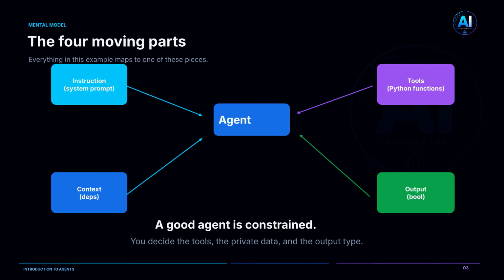There are 4 moving parts to keep in mind. Let's go through them one at a time. First, the instruction. This is what you're telling the agent to do, its job description. Second, the tools. These are real Python functions the model is allowed to call. Not everything, just the ones you give it access to. Third, the context. This is private runtime data your code passes in. In this example, that's the winning number. And fourth, the output. What shape should the answer take? Here, it's a simple Boolean, true or false. Once you can spot those 4 parts, most agent examples become a lot easier to read. You're not looking at magic, you're looking at a clear contract.